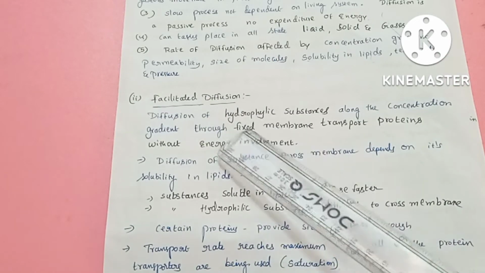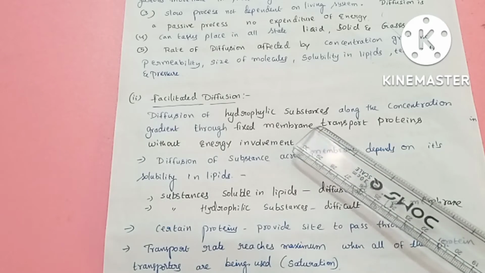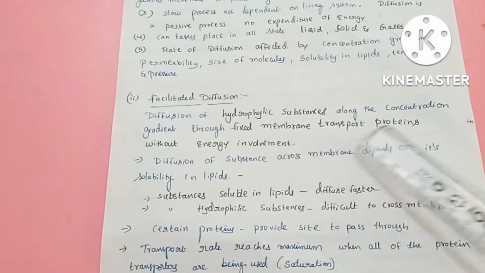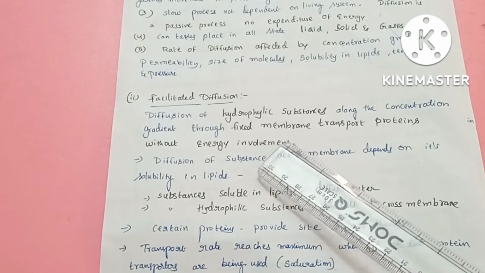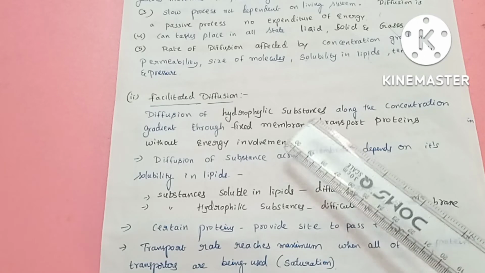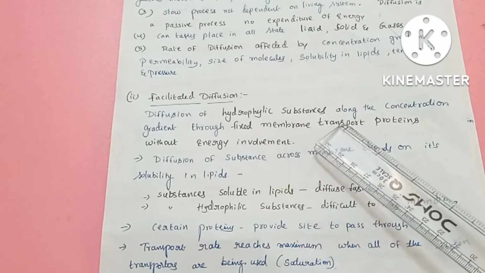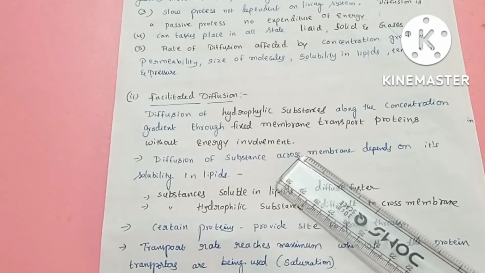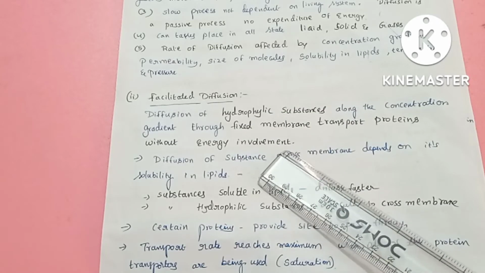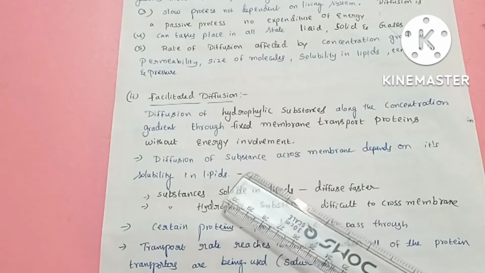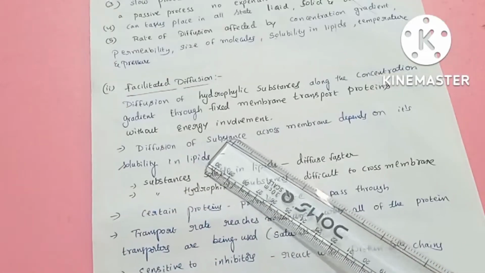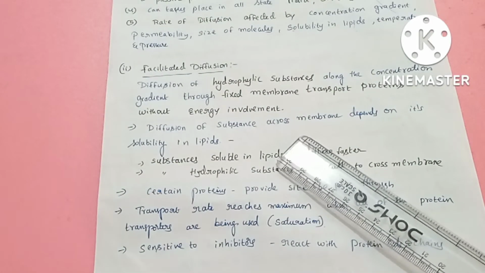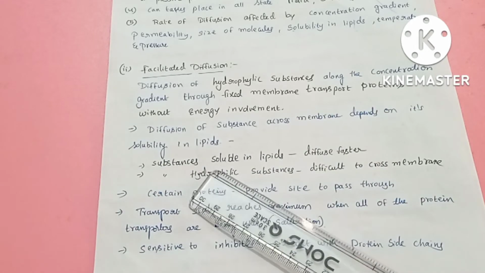So in facilitated diffusion, what happens? The diffusion of hydrophilic substances occurs along the concentration gradient through fixed membrane transport proteins. So what helps here in the transport of these hydrophilic substances? The membrane transport proteins. They help in the transport of these hydrophilic substances, and here there is no energy utilization like in diffusion, hence it is also a passive process. And here the diffusion of substances across the membrane depends on solubility.